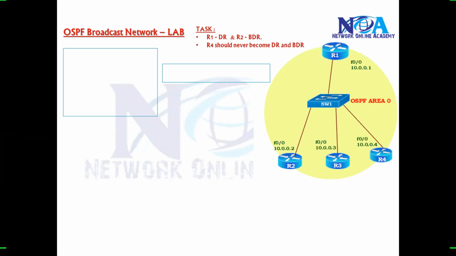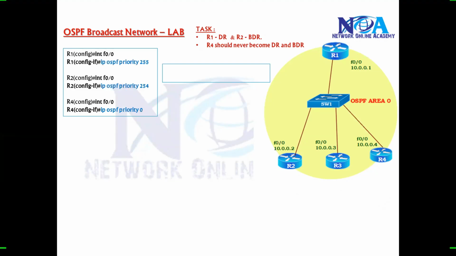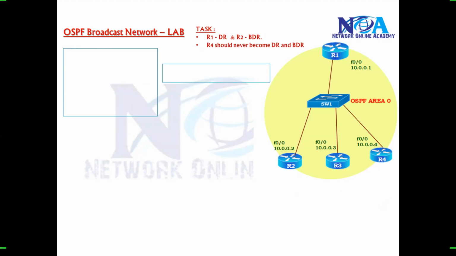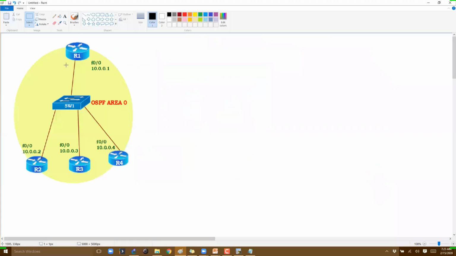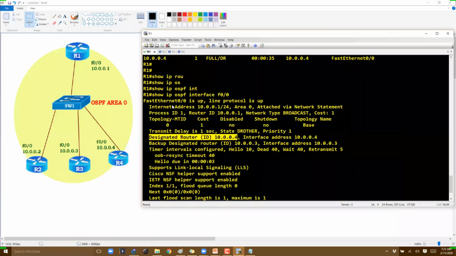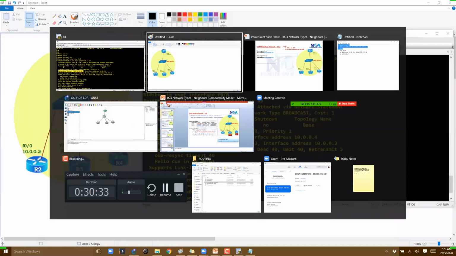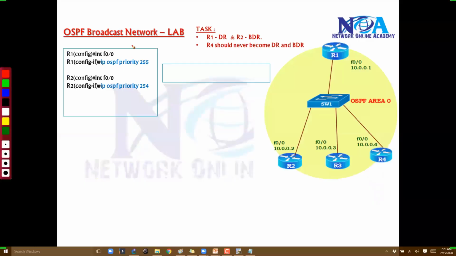Now to do that, we need to simply go to the interfaces and change the priority values. So the connected interface, in my example, the F0/0 is my connected interface. So we'll go to that interface and change the priority values. The priority values can be any number from 0 to 255. Highest is always preferable. And in my example, I want router 1 to take up the role of the DR. So I'm changing the priority value to 255, the highest value.